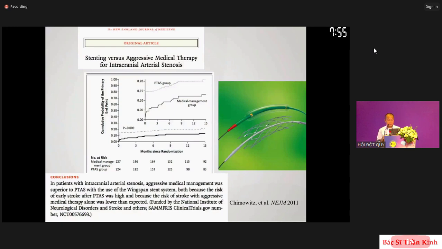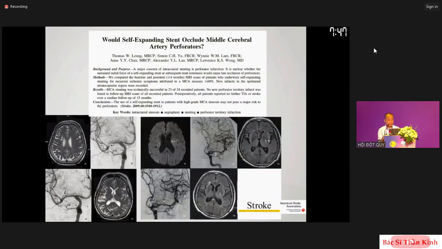As I mentioned before, perforator stroke is a very important complication in the SAMMPRIS study. So how can we prevent perforator stroke? We actually did this study a decade ago. There are two important reminders to prevent perforator stroke.